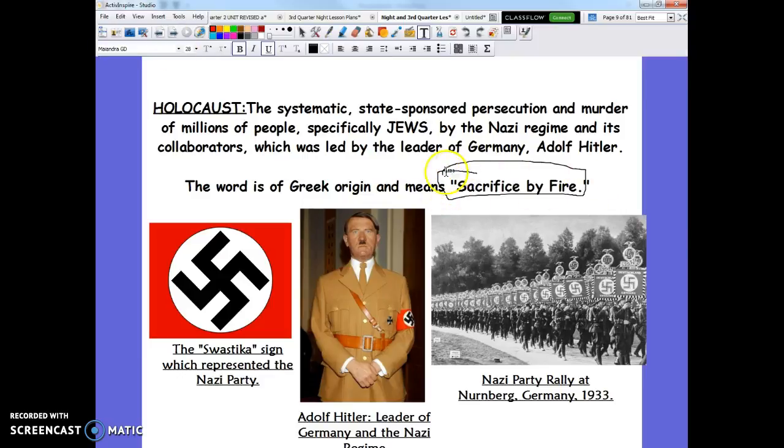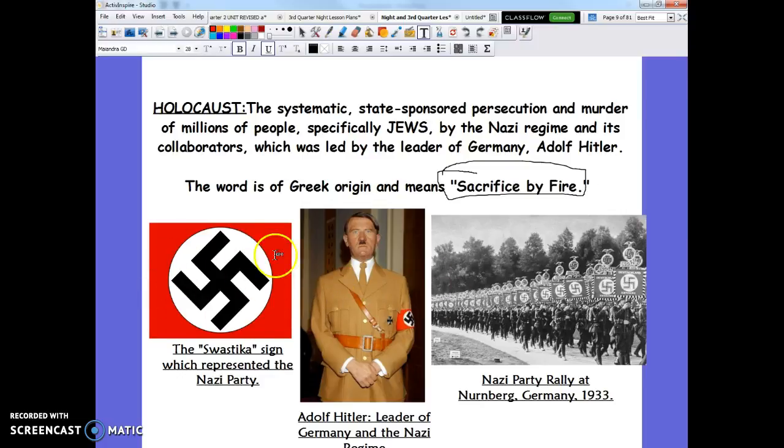This, however, sacrifice by fire, is very important for you to know and may be seen on your quiz in the future. The word Holocaust is of Greek origin, and it means sacrifice by fire, since many of the crimes that were carried out and a lot of the ways that the Nazis killed were through fire. Whether that was through the crematorium and reducing bodies to ashes, or trenches that were huge bonfires that people had to walk into. There's just lots of ways that Hitler and his Nazi regime carried out death through fire. And then here's just a couple pictures.